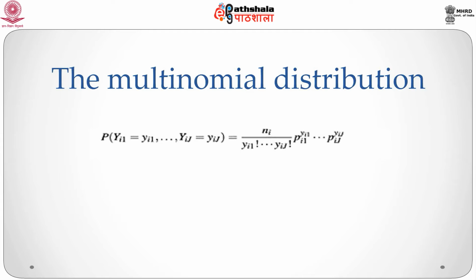So we assume that we have n individuals, and for each individual the outcome has the multinomial distribution specified by the probabilities Pij, j equal to 1 to capital J. Of course, we must have the summation of Pij over j equal to 1 for every individual. Binary data is a special case when capital J is equal to 2.